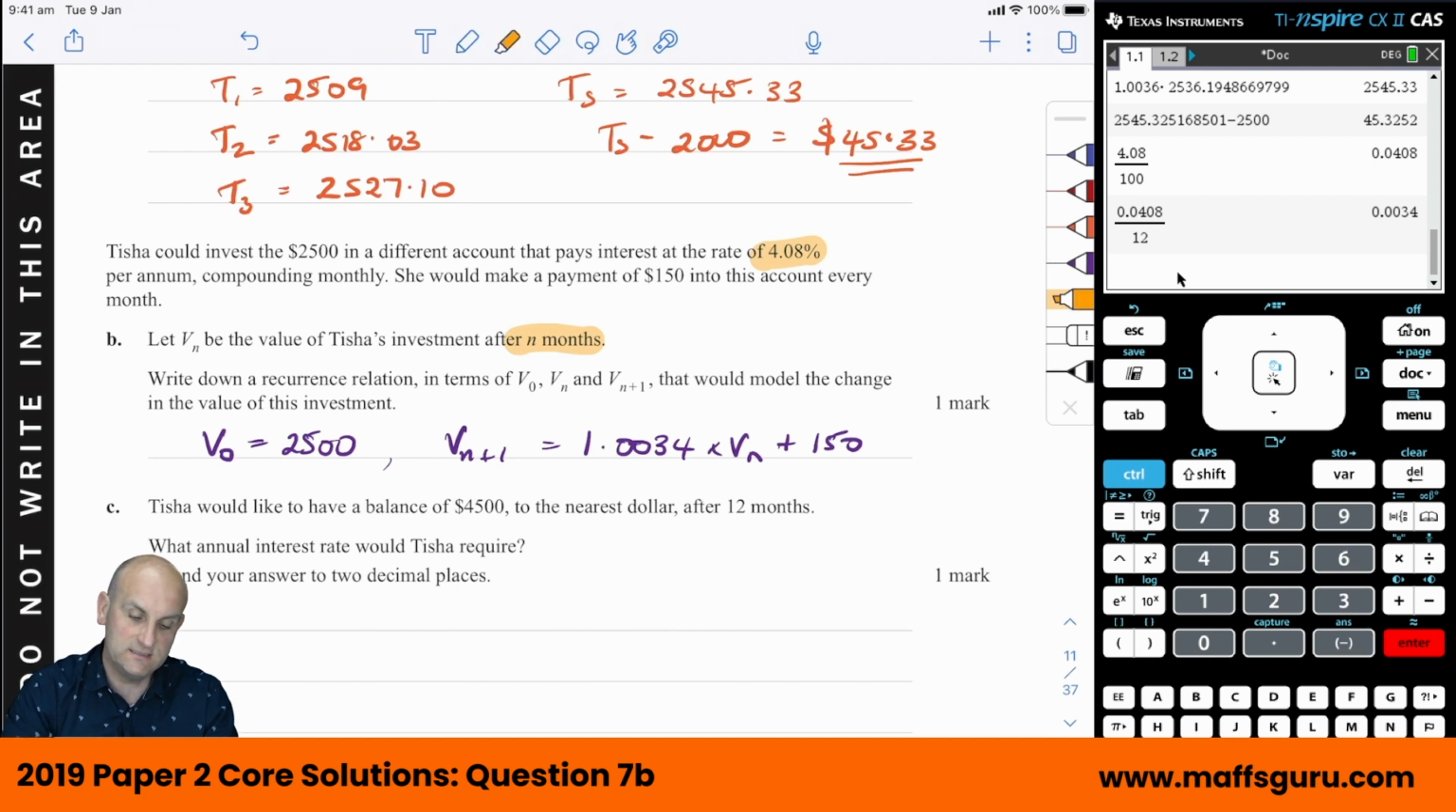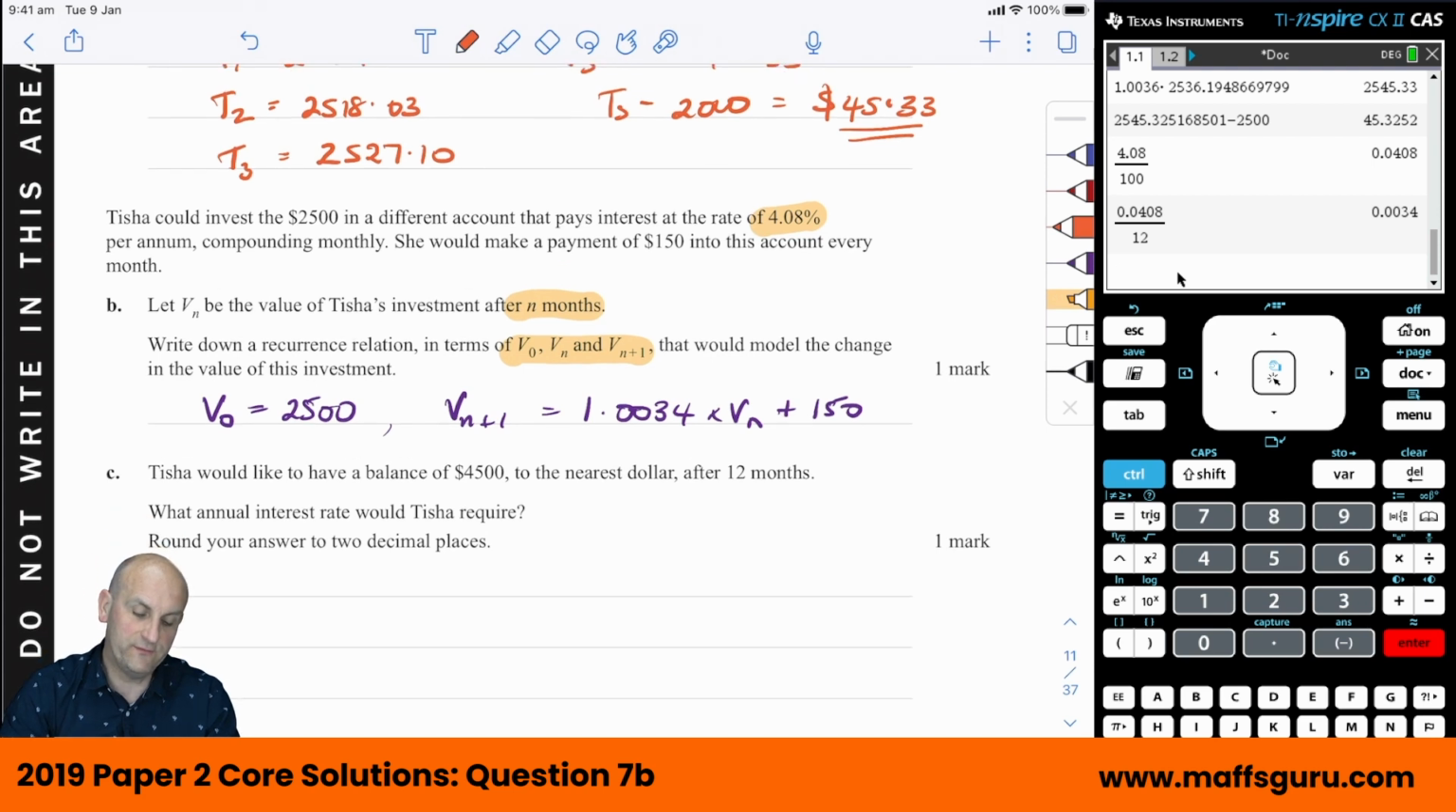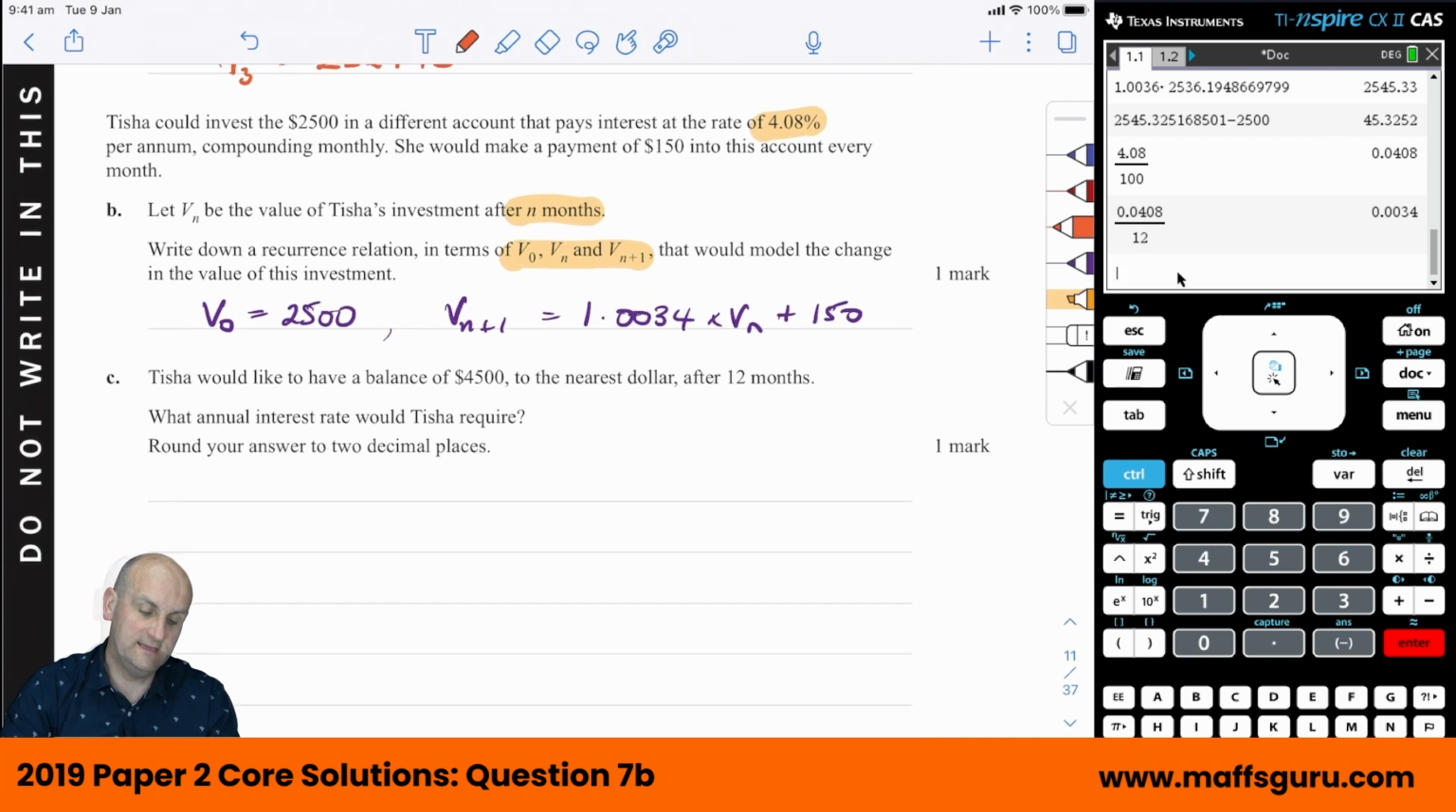Now again, because it says you have to use these particular letters, don't get tricked and put T's in. Tisha would like to have a balance of $4,500, to the nearest dollar, after 12 months. What annual interest rate would Tisha require? Round your answer to 2 decimal places.